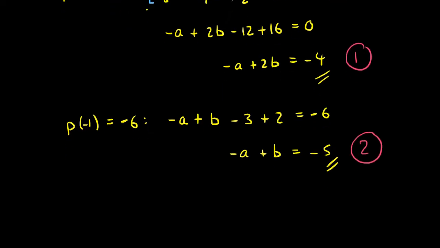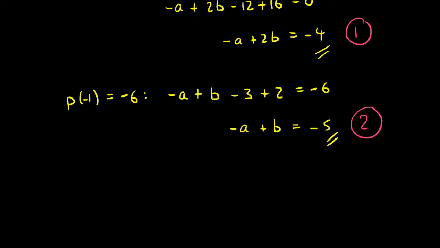So I've got two equations in terms of a and b. What's the best way to deal with those? Well, I think elimination. I'm going to do equation 1 minus equation 2. And so I'm going to get -a minus -a, that's 0. 2b minus b, that's b. And then -4 minus -5, that's +5. So b is going to be equal to 1.